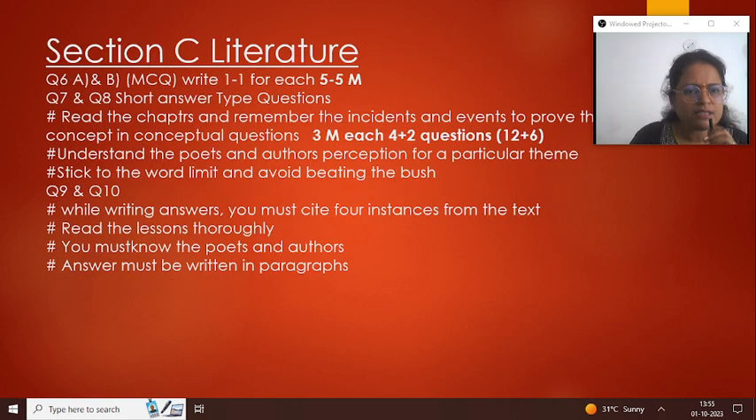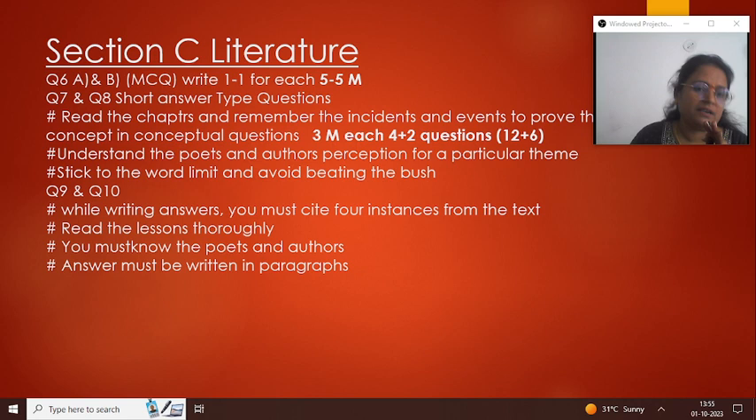So the last is Section C, the literature section. As I told you earlier also, questions A and B are based on your prose, 5 marks, 1 mark each. Objective MCQs will be there. For this, you need to read the extracts. Text reading is very, very essential. If you want to grab these 40 marks, you must read the text.